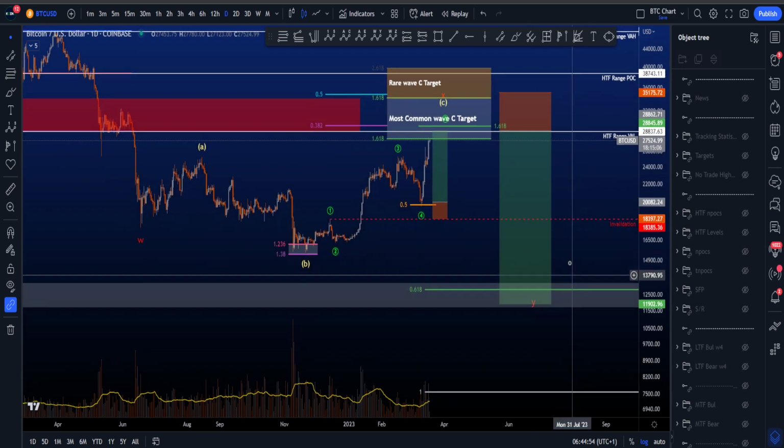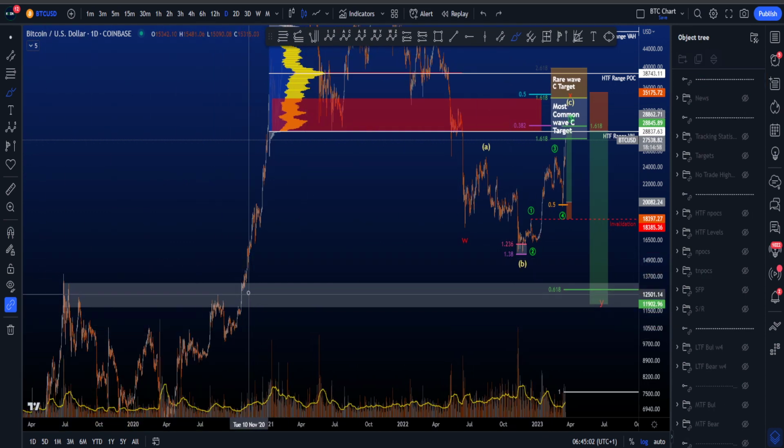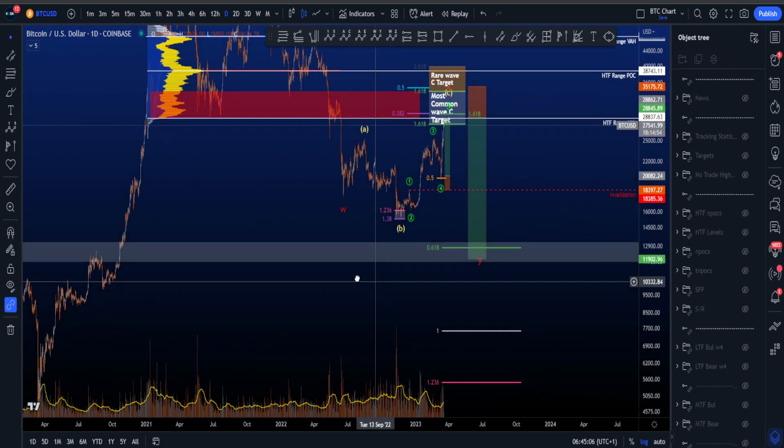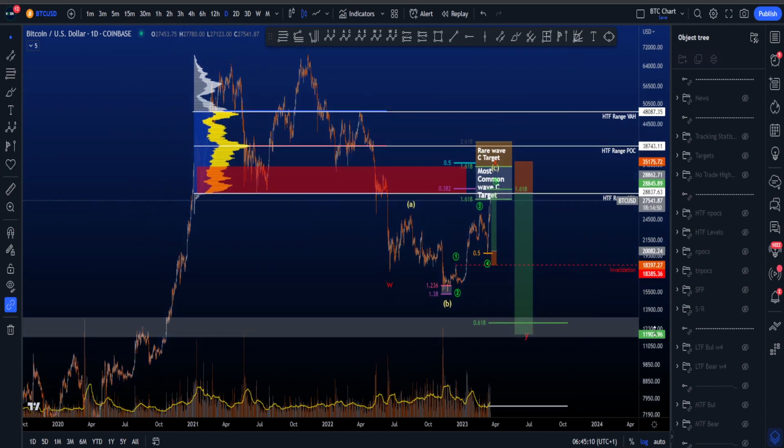If we look at wave Y, the first target at the moment is about 12.8K, which also has a nice confluence with this area that we never backtested after the bull run in 2020. However, wave Y does have lower targets, as you can see, but the first minimum target is the 0.618.